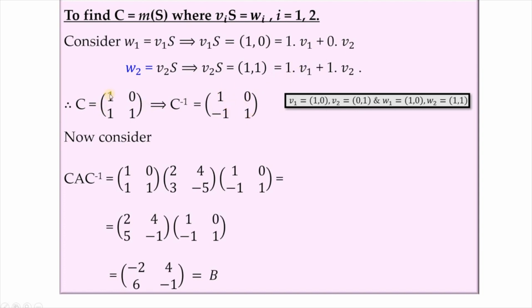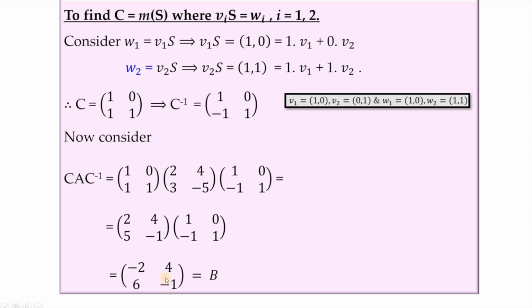Sorry, it is 1 and 1, 1 0, and this is 1 and minus 1. We can easily compute the inverse of this. The determinant is 1, and we have to interchange these two and put a negative sign on these two. So we have C inverse, and this is the reason for this step. Now we compute our C inverse, and on computation that gives minus 2, 4, 6 and minus 1.